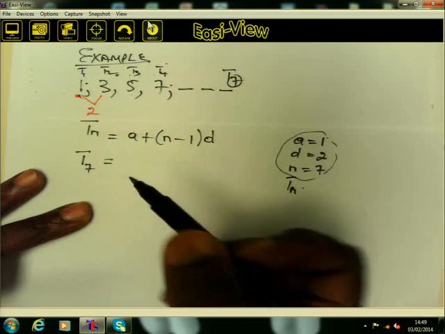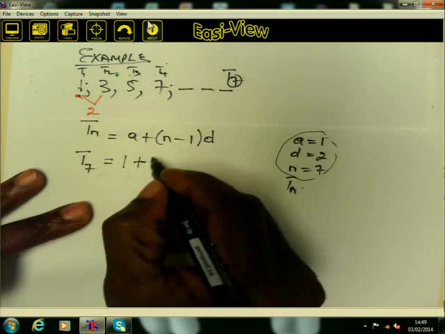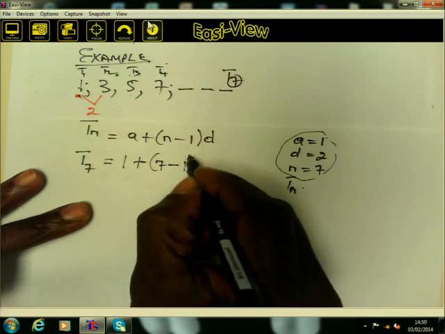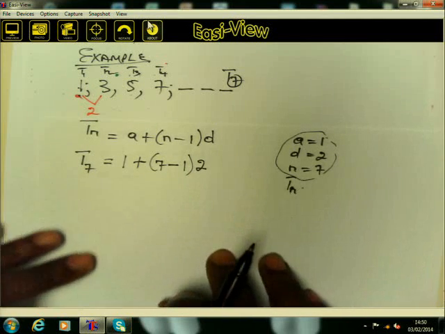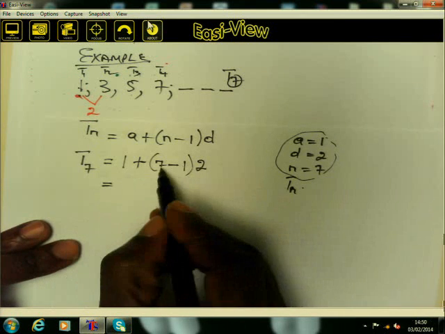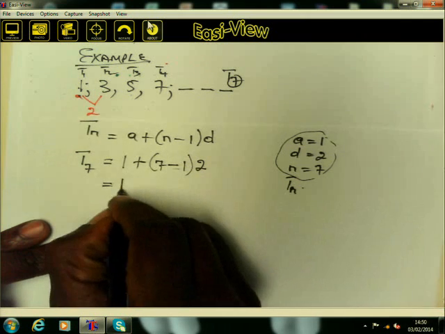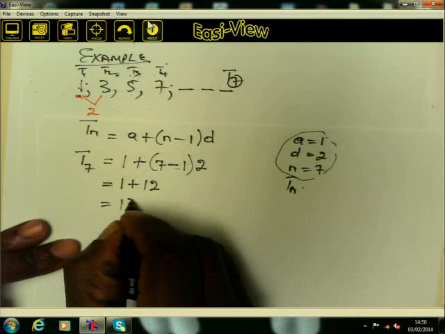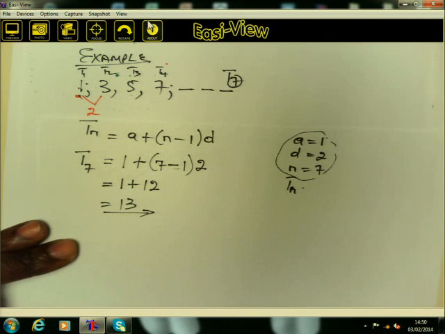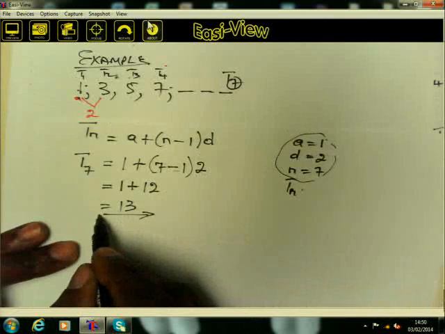We substitute right there. T7 is nothing else but 1, which is A, added to 7 minus 1, multiplied by the common difference, which is 2. That is the common difference. So we work out there. This is going to give us a 6, that is going to be multiplied, it gives us a 12. It means we have a 1 plus a 12, then the 1 plus a 12 is a 13. In other words, the term number 7 here will be nothing else but 13. That's how we have got that.